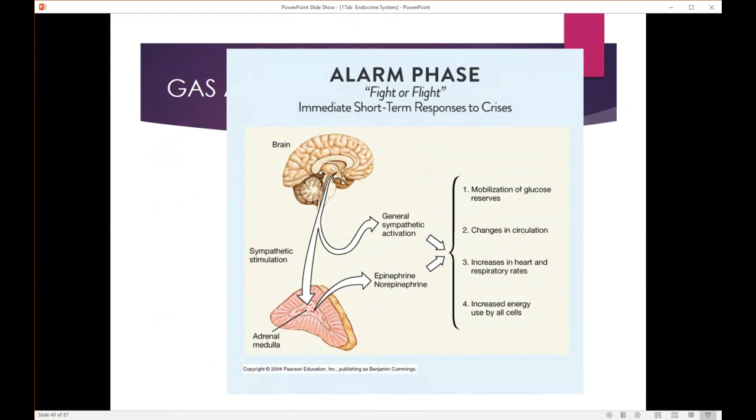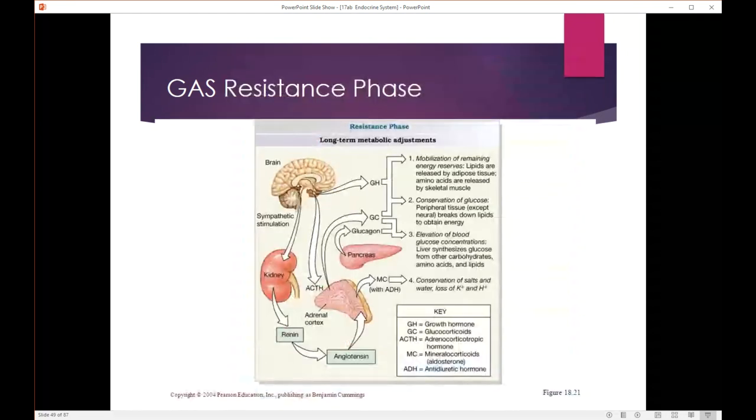So the alarm phase, fight or flight, is the immediate short-term response to crises. We release epinephrine and norepinephrine. We increase our heart rate and our respiratory rate. We increase the energy or metabolism used by all of our cells. We see changes within our circulation, and that's going to increase our blood pressure. And we mobilize our glucose reserves.